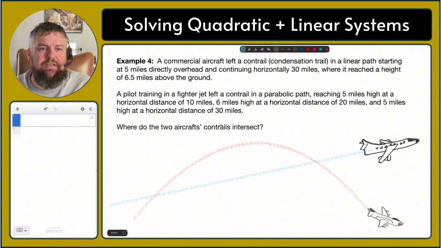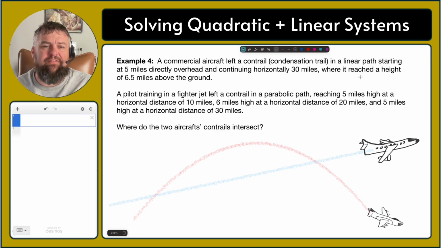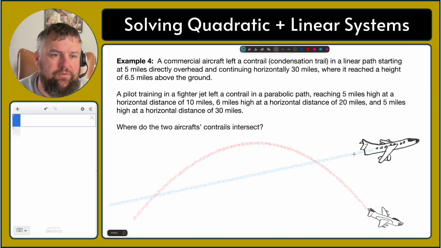All right, so example 4: a commercial aircraft left a contrail, that is the condensation trail that you see airplanes leaving in the atmosphere, in a linear path starting at 5 miles directly overhead and continuing horizontally for 30 miles. So this is my commercial airline. It's flying along this blue path. It's a linear path. It reached a height of 6.5 miles above the ground after 30 miles horizontally.